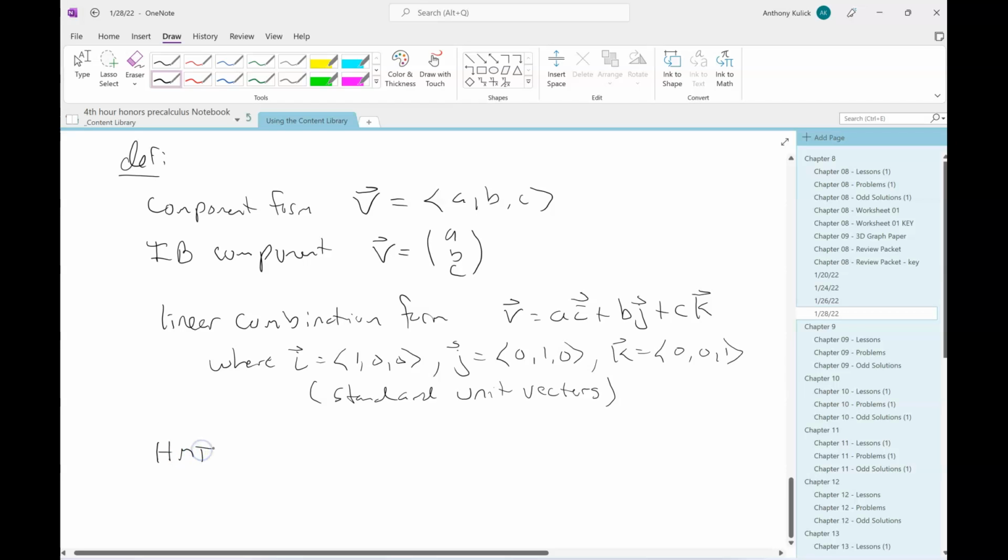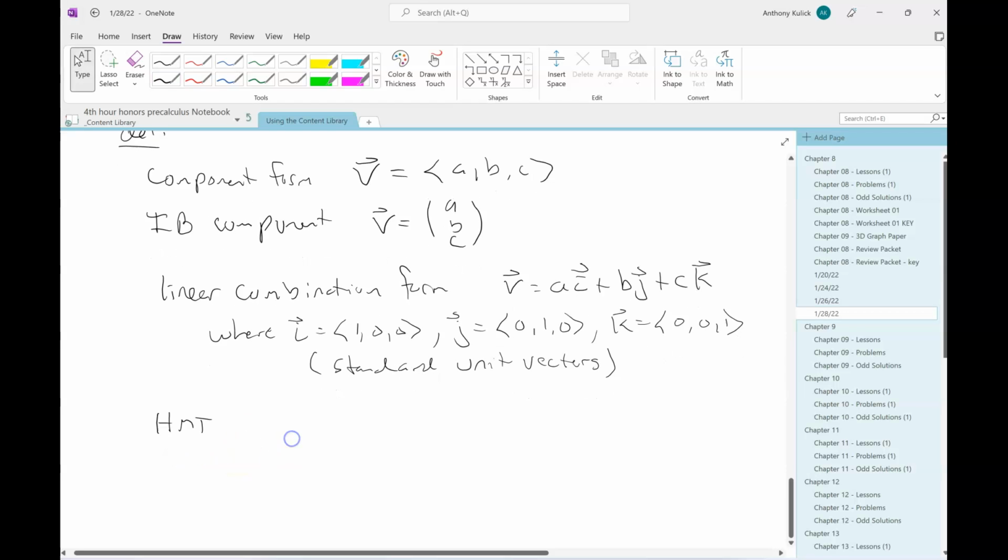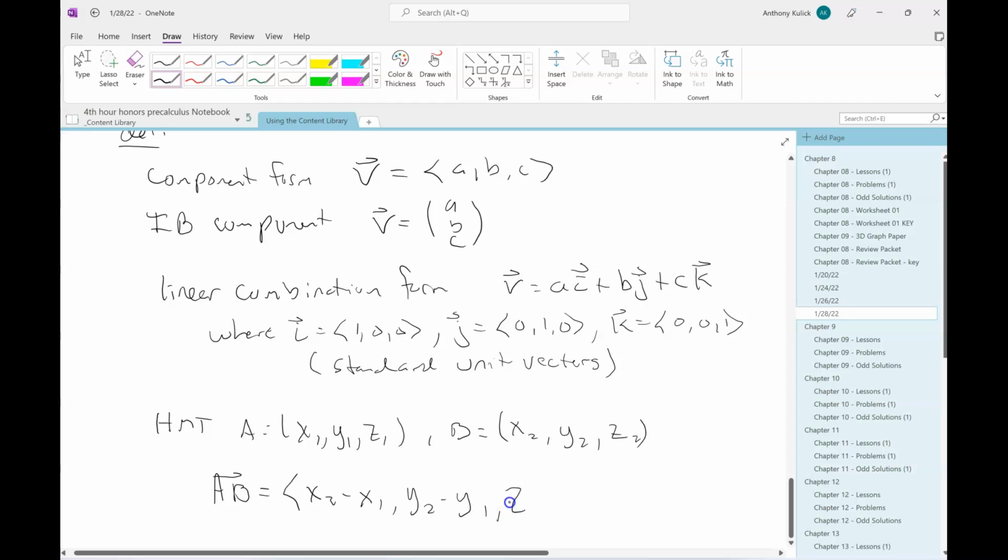If we have the head minus tail rule, if I have point A that's x1, y1, z1, and point B that's x2, y2, z2, the vector AB then should be in component form head minus tail, head minus tail, head minus tail.